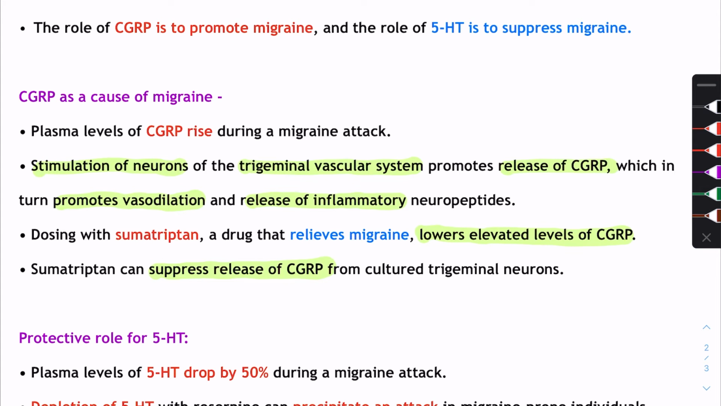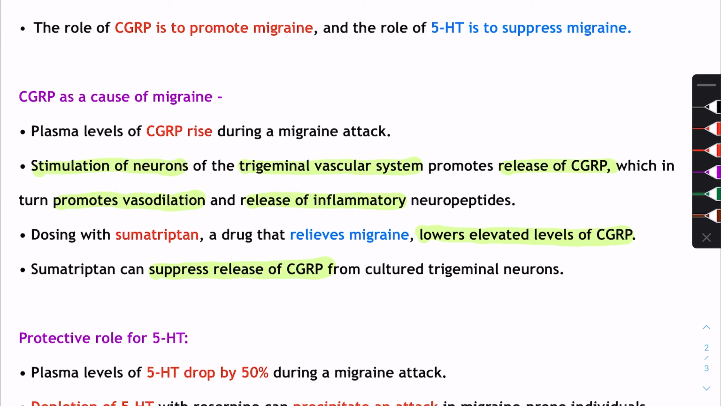So this was about CGRP as a cause of migraine. CGRP will promote migraine. CGRP will be released when there is a stimulation of the neurons of the trigeminal vascular system. In turn, CGRP is responsible for vasodilation and release of inflammatory mediators. To overcome this, you have a specific anti-migraine drug, sumatriptan, which will lower the elevated levels of CGRP, and in turn suppress the release of CGRP.